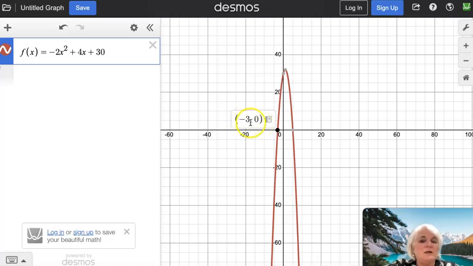So negative 3 is a solution and it crosses at 5, 0. So 5 is a solution. So that's how I graph a quadratic on Desmos, a negative one, and the square is in there, and how I pick out what the x-intercepts are instead of guessing the numbers. I just click on the point of intersection, and it will give me the point. Awesome.